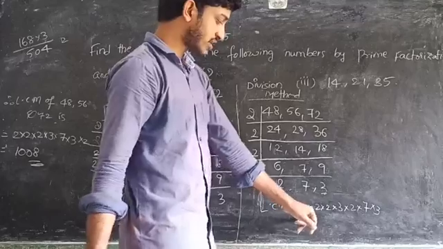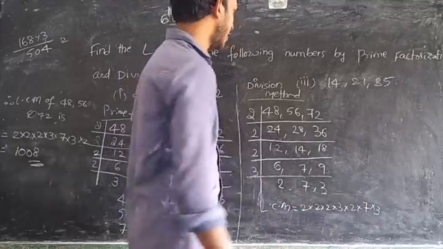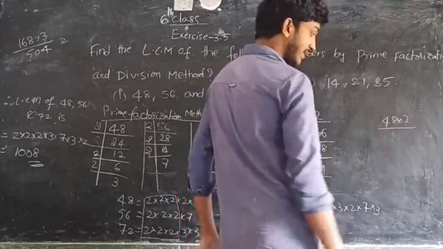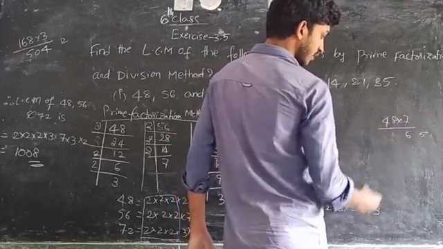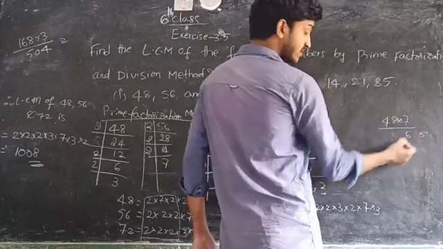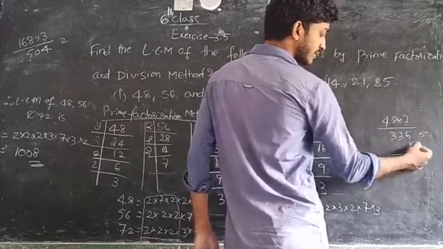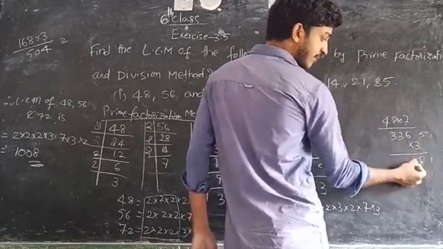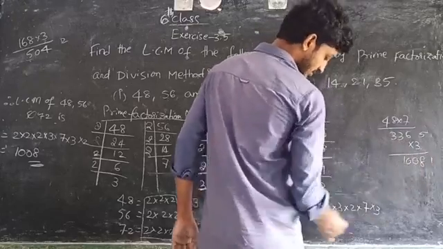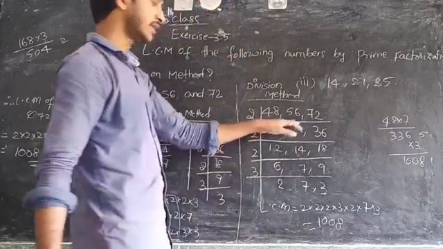Okay, now multiply: 2 2s are 4, 4 2s are 8, 8 3s are 24, 24 2s are 48, 48 into 7. 7 8s are 56, 7 4s are 28, 28 plus 5 is 33, so 336. We multiply with 3: 3 6s are 18, 3 3s are 9, 9 plus 1 is 10, 3 3s are 9, 9 plus 1 is 10. So the answer is 1008, and it is the LCM of the given three numbers.